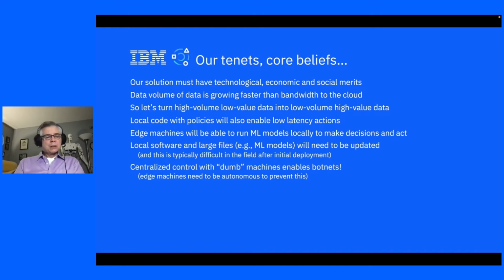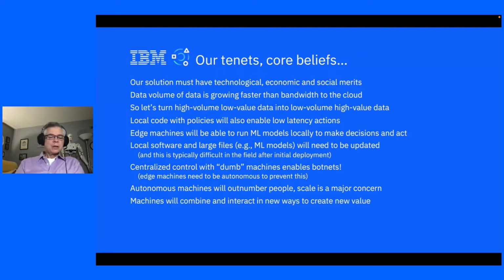Also, the model of centralized control with dumb machines simply enables botnets. And so our view is that edge machines need to be autonomous to prevent botnets. And we also feel that autonomous machines will actually outnumber people. And so scale is a very major concern. And with all these autonomous machines out there, they will combine and interact in new ways that will create new value. And we wanted to anticipate that as well.